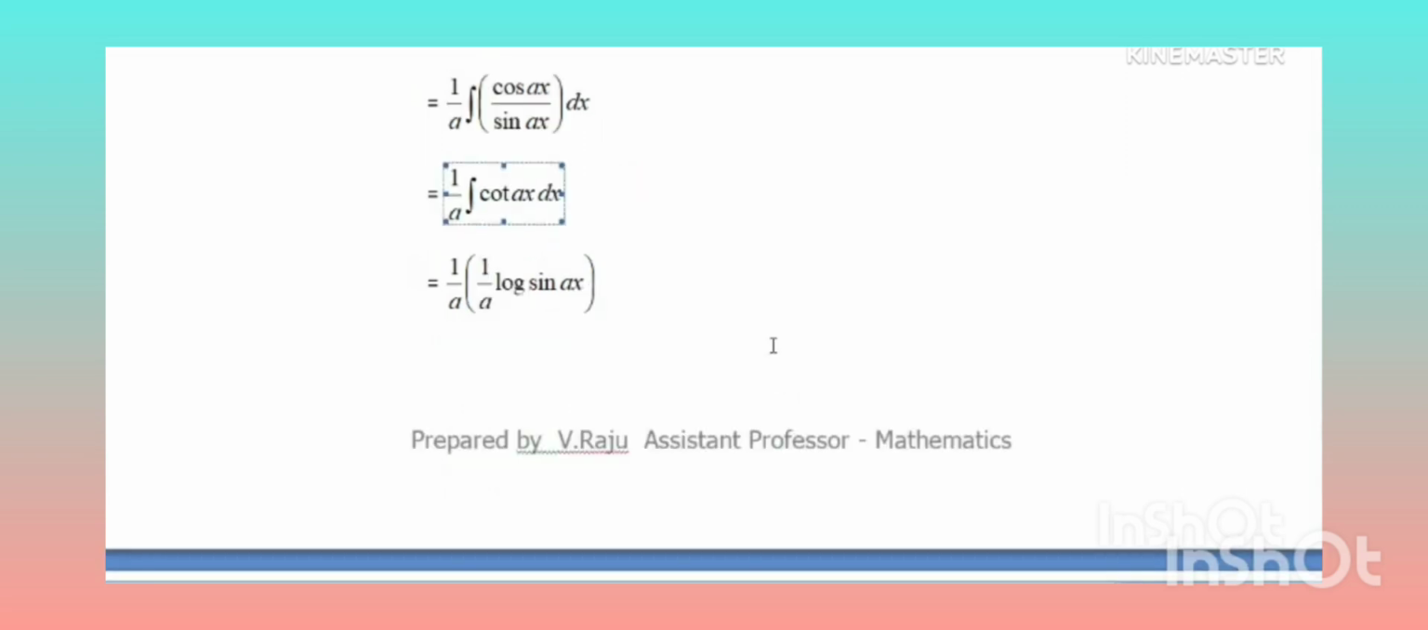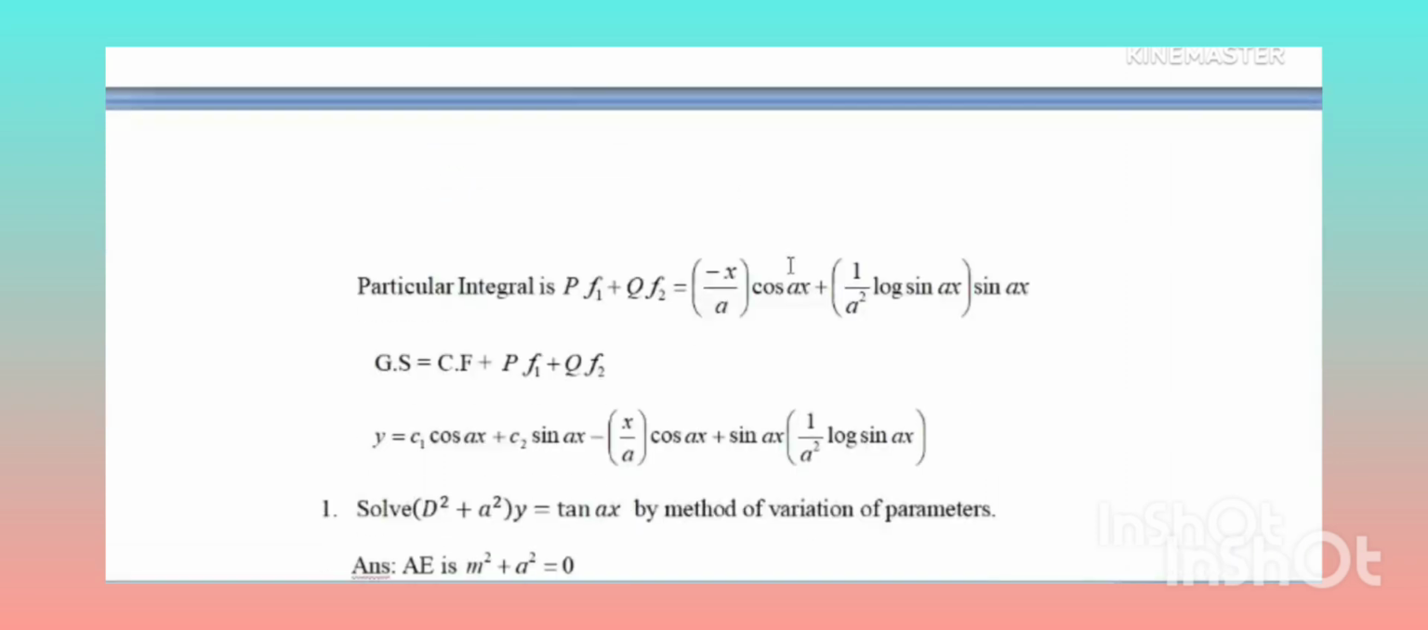Cot ax, if you are integrating, what is cot x? Integrating cot x dx is equal to log of sin x. But 1 by a integral cot ax dx, 1 by a as it is, we have to write cot ax dx. If you are integrating, 1 by a log of sin ax.